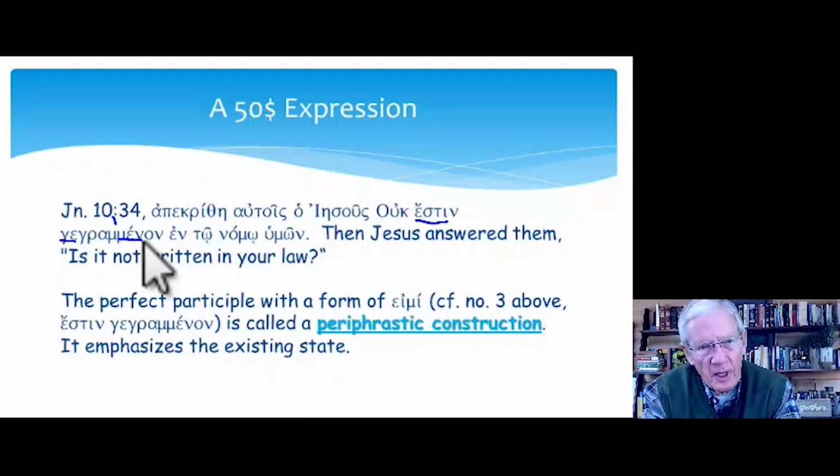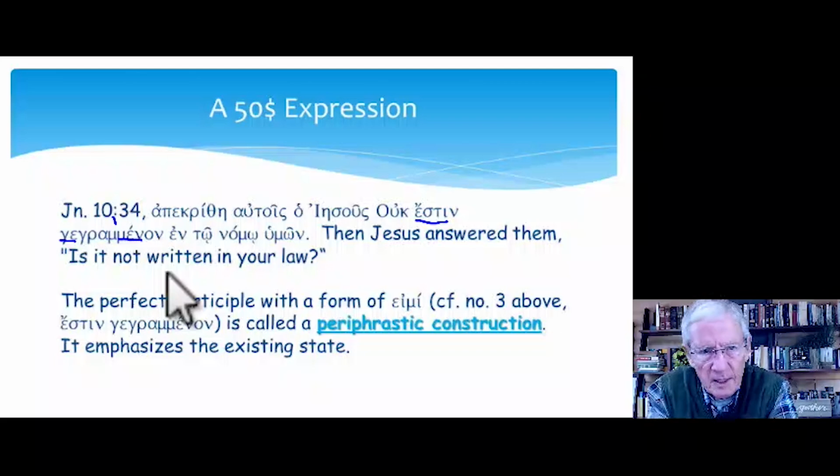So coupled with the perfect participle is the expression of an existing state. "Is it not written," or "has it not been written in your law?" So that's called a periphrastic construction that really emphasizes the existing state.